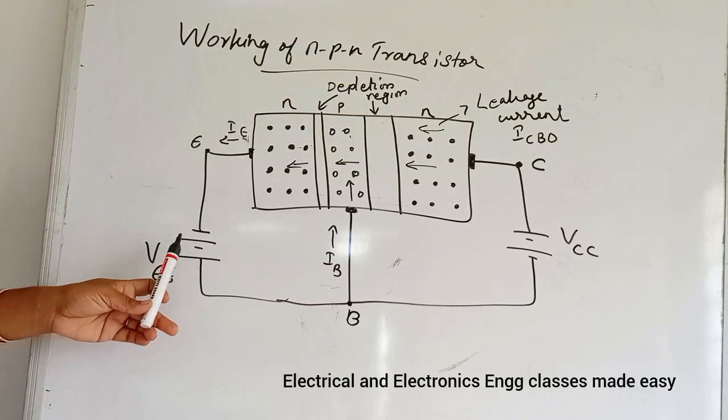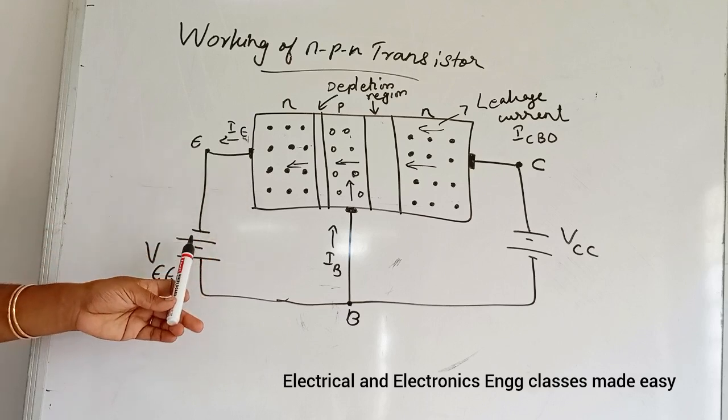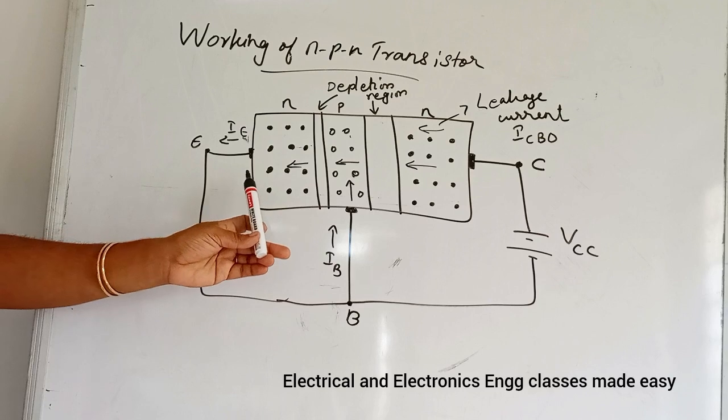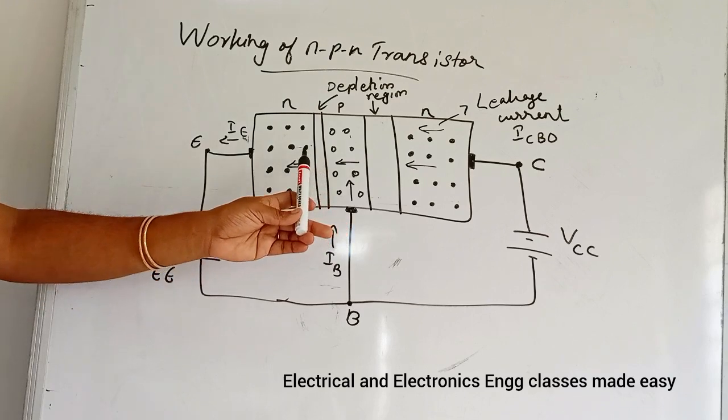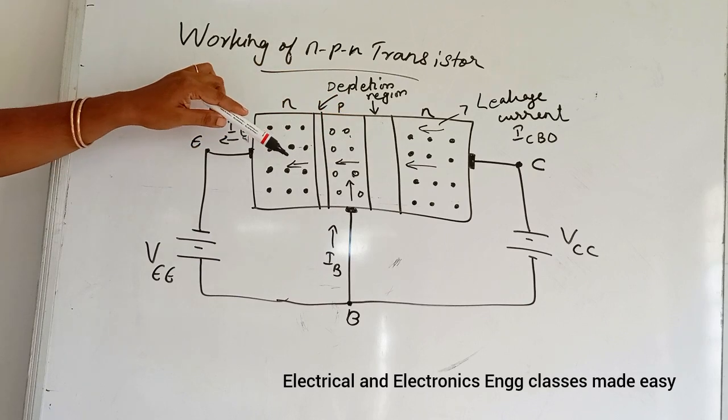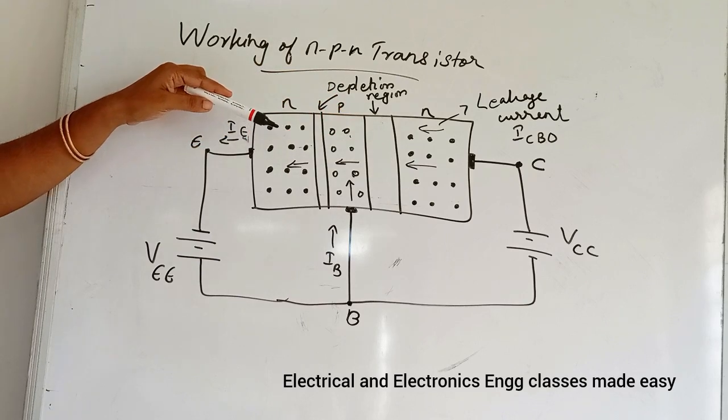So here this is forward bias. So these electrons will move towards this junction. So this is the current flow. That is, this arrow indicates the current flow.